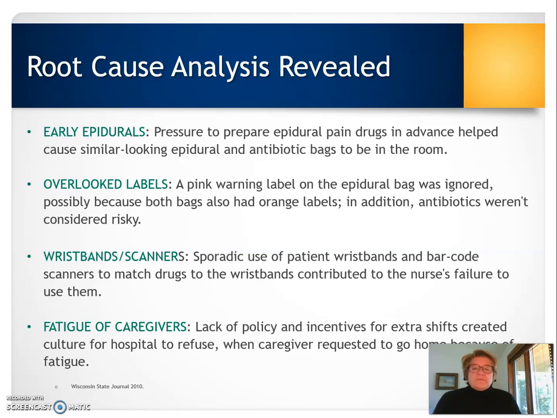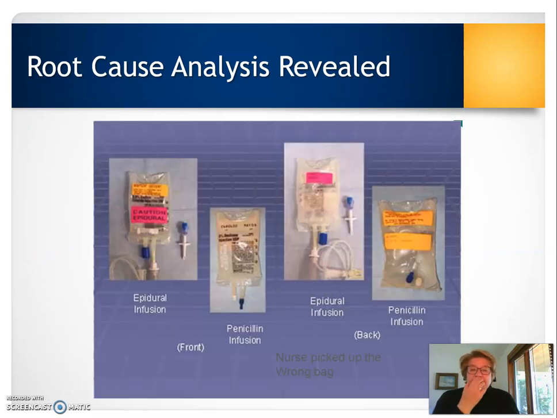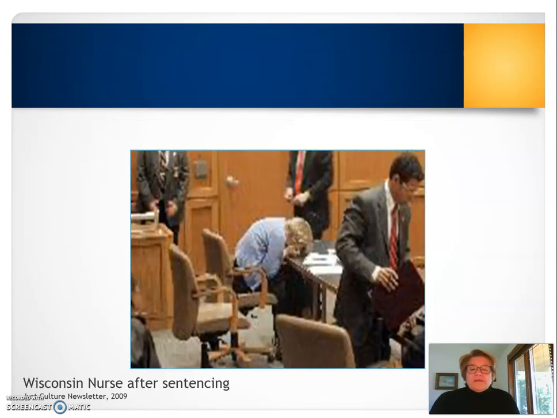And for your paper, it's interesting because the Smetzer article that you'll look at doesn't talk about fatigue of the caregivers. And so Decker and Denham have a little something to say about that, and take a look and see what you see. But in that particular case, that's definitely something to look at, and they didn't. Here are the labels, and it's in the article. The nurse picked the wrong bag, and here she is.